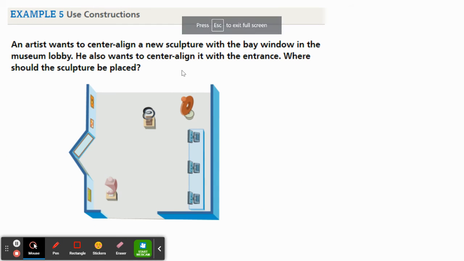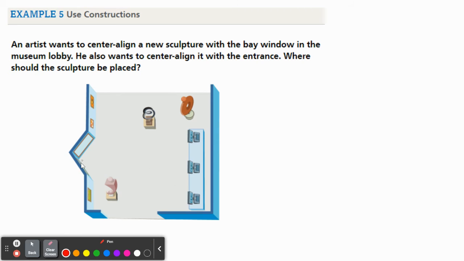All right, so example 5, use construction. An artist wants to center align a new sculpture with the bay window in the museum lobby. He also wants to center align it with the entrance. Where should the sculpture be placed? So a bay window is a window that kind of juts out of your house. So this right here, this is the bay window.